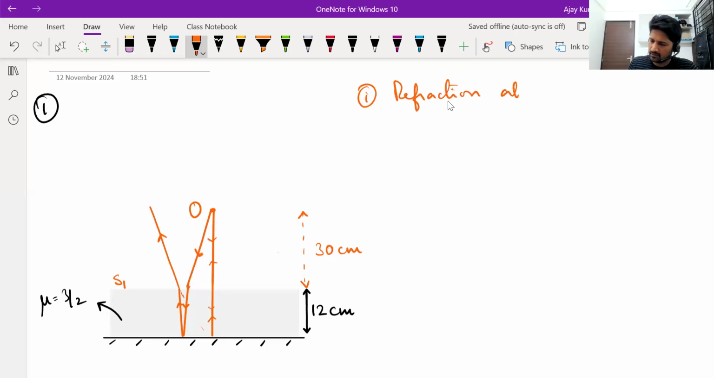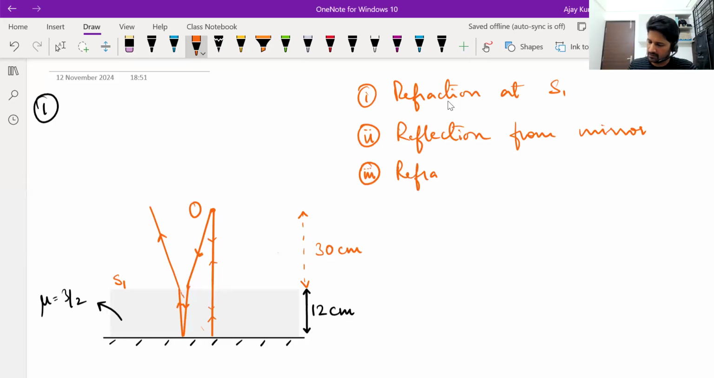Refraction at S1. Then the light gets reflected from the mirror. Once the light is reflected by the mirror, it starts traveling upward. Then as it travels upward, it will again go from glass into air. So there is a refraction at S1 again, while the light is traveling in the upward direction. So you have to find out where the final image forms.